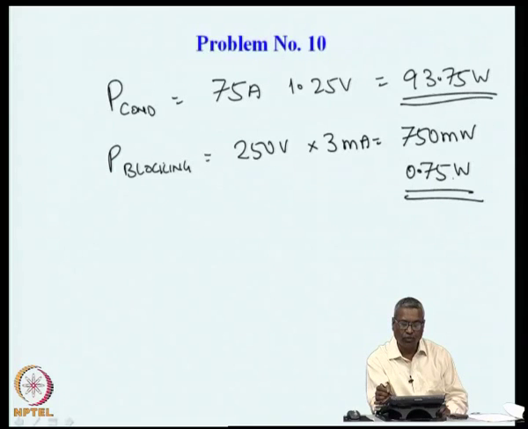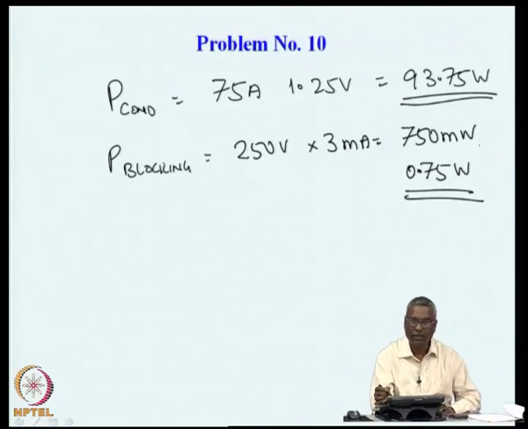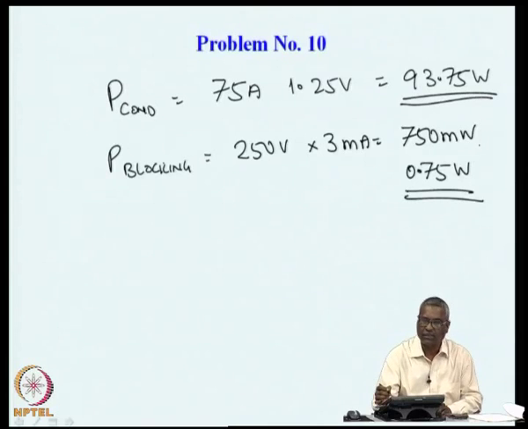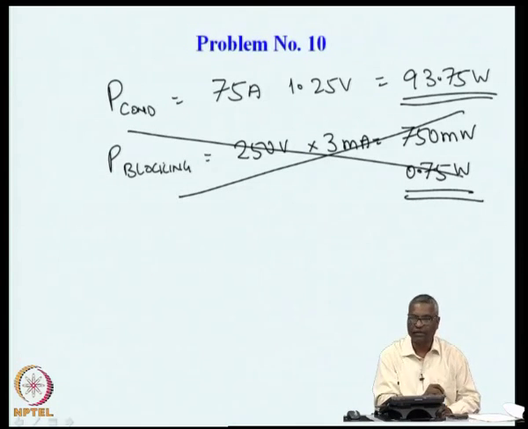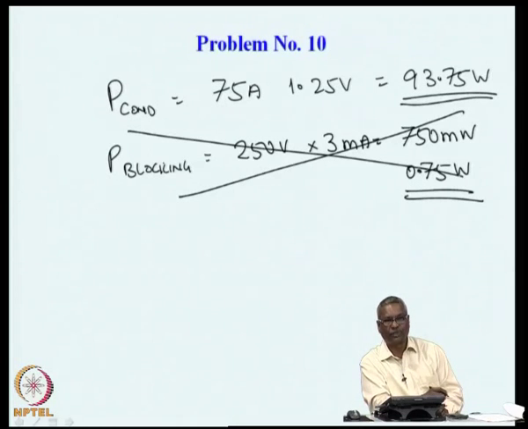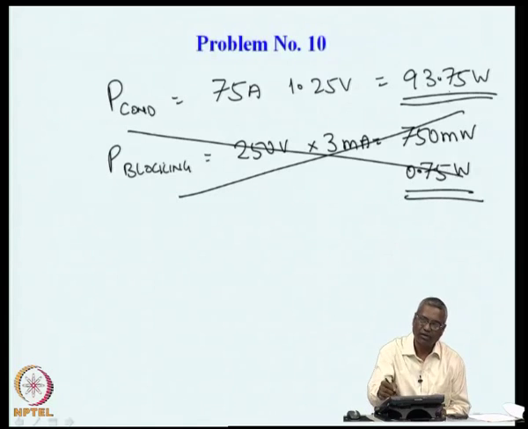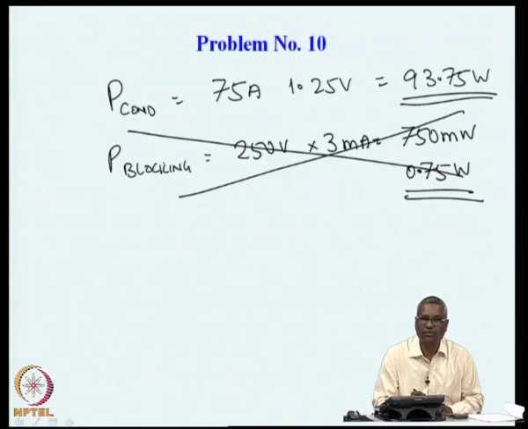So, between the two losses, conduction loss and blocking loss, you can see that the conduction loss is much higher, 100 times more than blocking loss, and normally blocking losses are completely negligible in most applications. We will not even calculate them, because we know that for most devices, if you calculate conduction loss, the blocking loss is going to be an extremely small fraction of the conduction loss.